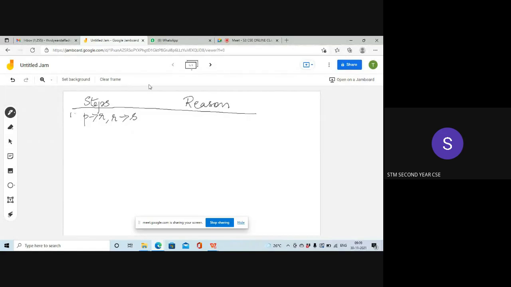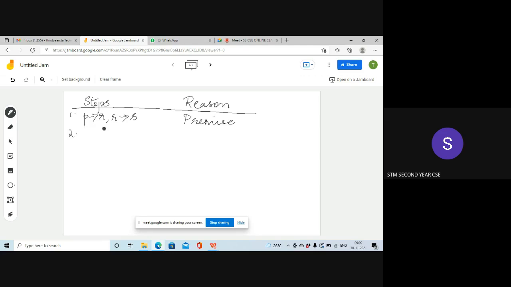But here, since my method of proof is starting with the first two premises, I have taken the two premises, P implies R and R implies S, and the reason is quite simple: it is a premise. Because the premise is given, I have taken it as a premise. They are the given premises. We can take any premise at any step.